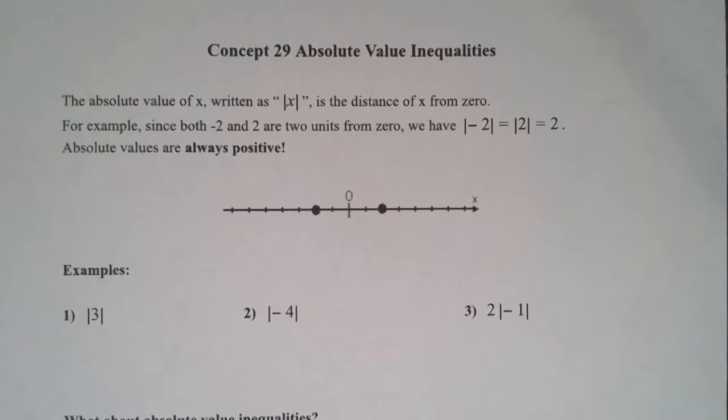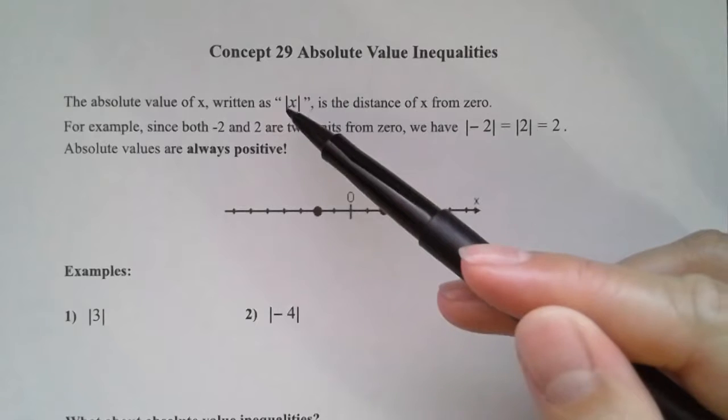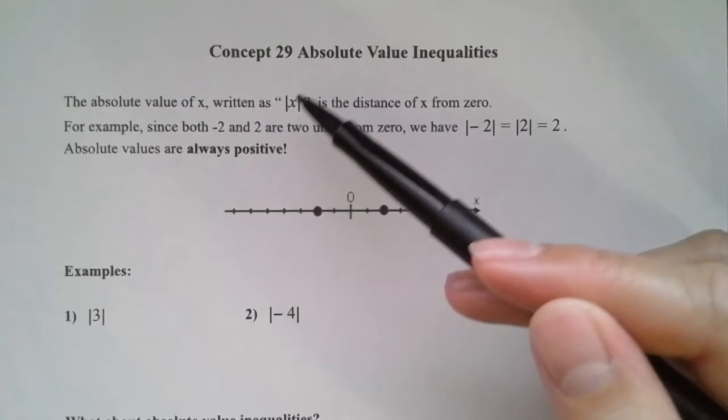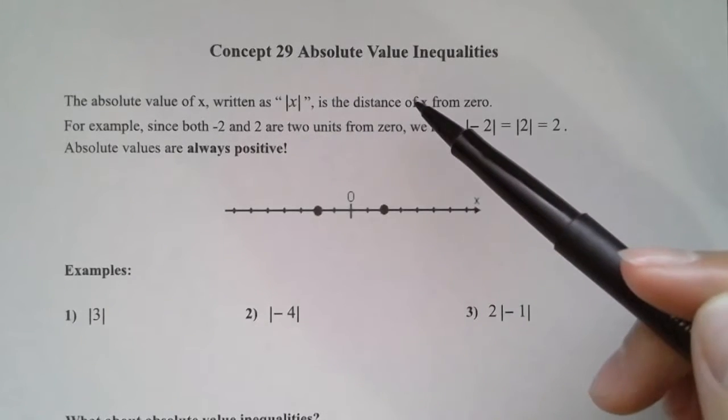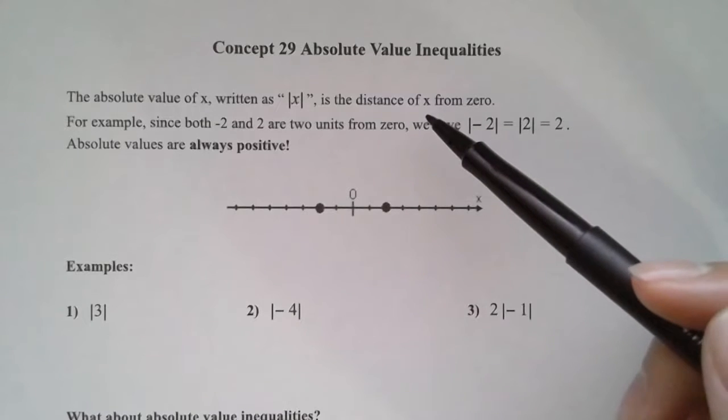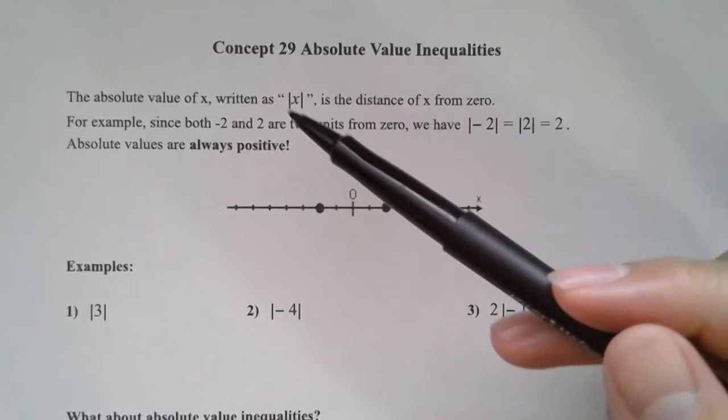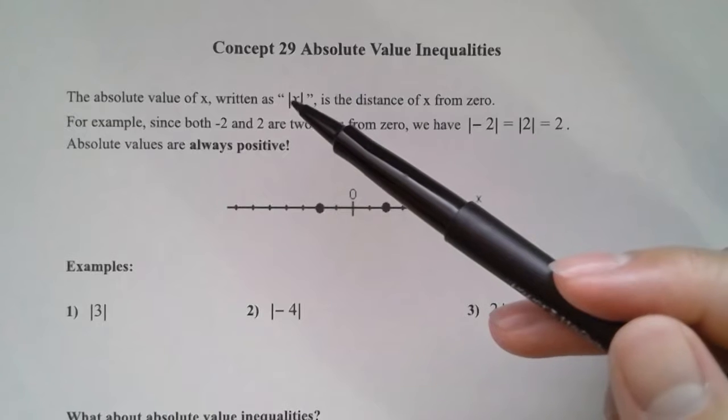Alright, this is concept 29, absolute value inequalities. The absolute value of x, written as the two bars with the value inside, is the distance of x from 0. Okay, so absolute values shouldn't be new, but we're going to review them anyway.